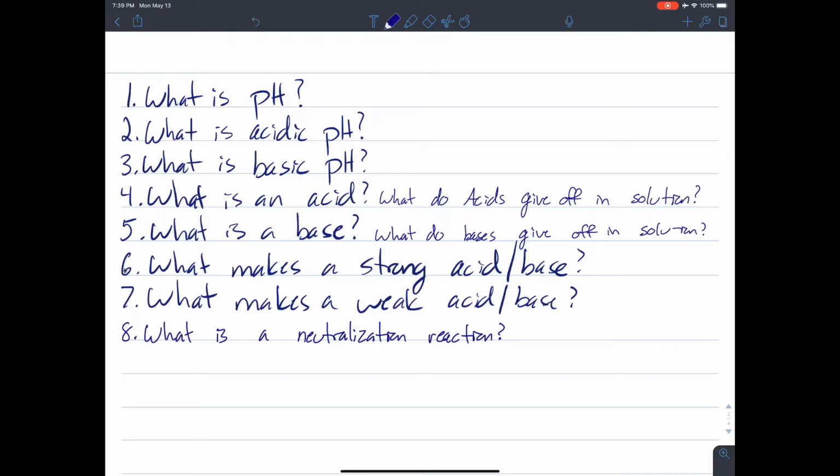So we're going to talk about pH, what it is, how we use pH to identify if something's an acid or a base. And then we'll move into talking about what an acid is and what it gives off in solution. And then what a base is, what it gives off in solution. Then what makes something a strong acid or base, what makes something a weak acid or base. And lastly, we're going to add a new type of reaction. So we already have the 5 types of reactions that we learned before, 4 or 5, I think it's 5, and we're going to add on one more.